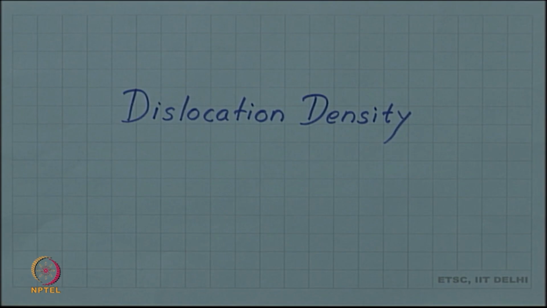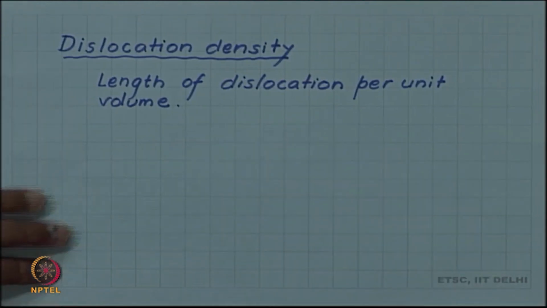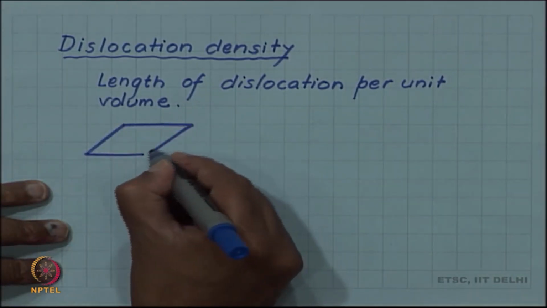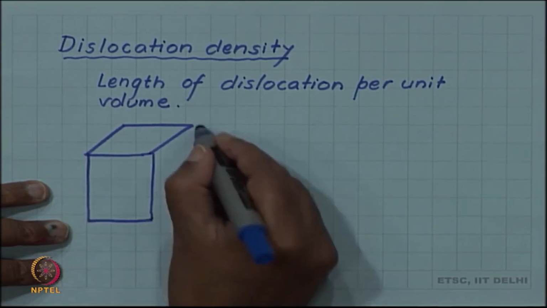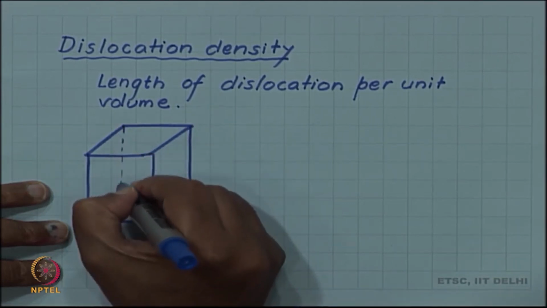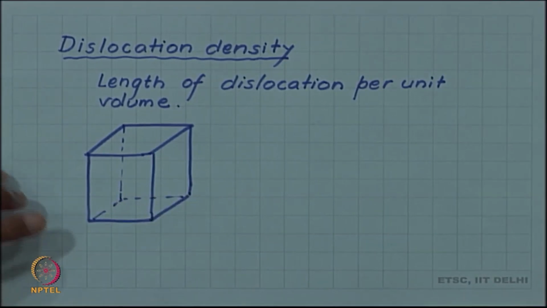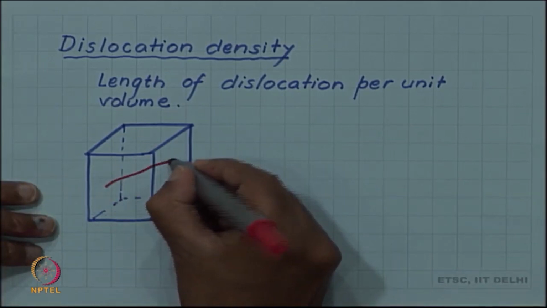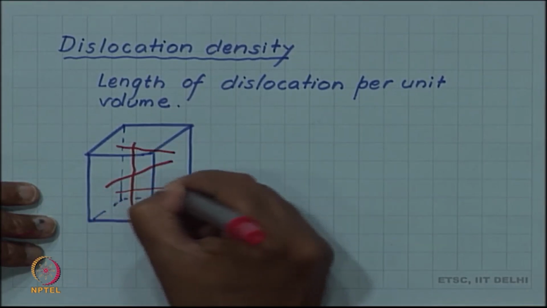Let us look at dislocation density. Dislocation density is defined as length of dislocation per unit volume of the material. You can think of a block of material, and when we were discussing dislocation theory, we were usually discussing single dislocations, but in reality in one crystal there may be many dislocations and they may be in various orientations and in various directions.